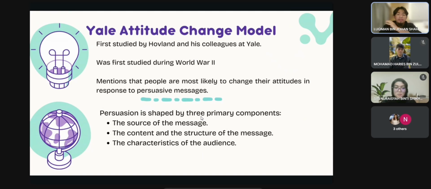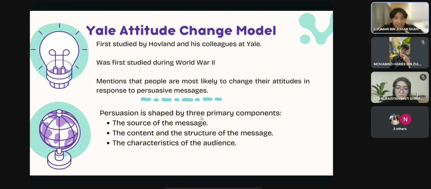So one of the theoretical frameworks that we have based this entire study on is the Yale attitude change model. So what is the Yale attitude change model actually? It is a model that was first studied by Hovland and his colleagues at Yale way back during World War II. Its main idea is that people are more likely to change their attitudes in response to persuasive messages, meaning that once a person hears a message that they're persuaded by, they are more likely to change their opinions and feelings towards something.